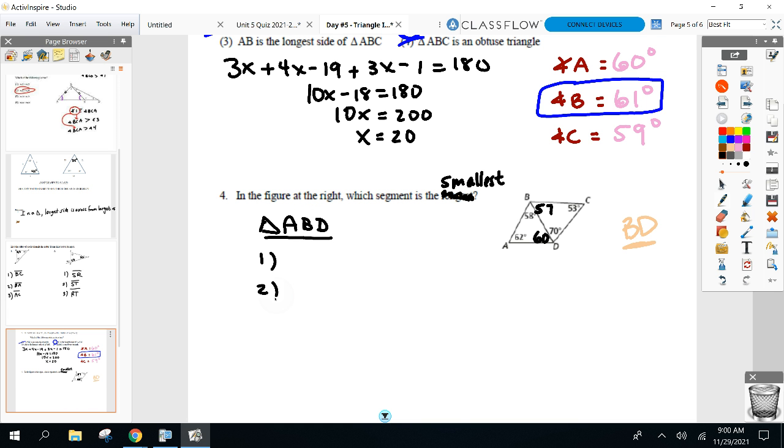Rank the sides for me, smallest to largest. You'd start with what? What's the smallest side in ABD? AD, followed by BA, and then the largest side in that triangle would be BD.